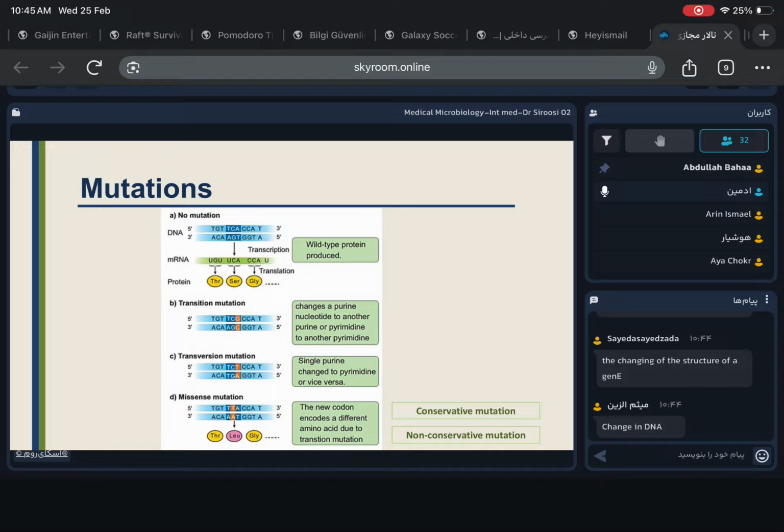Can you define missense mutation for me? I don't know if you are familiar with different types of mutations, but can you define missense mutation?